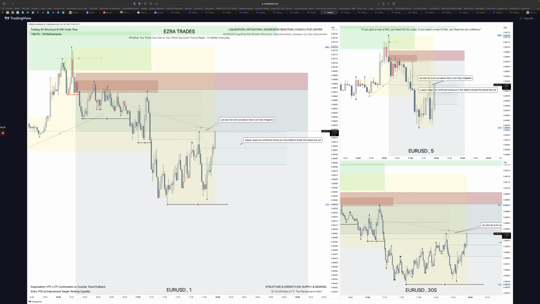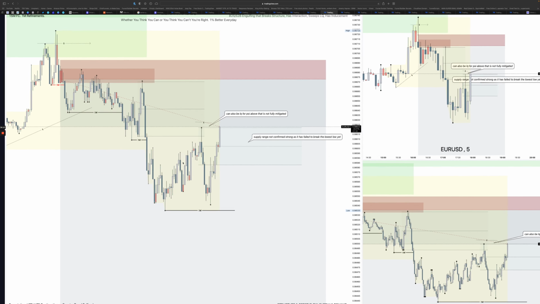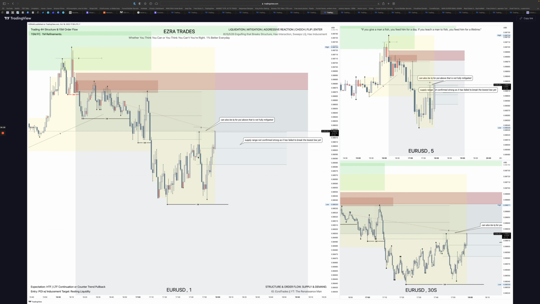So what ends up happening, here's my next screenshot you can see. So I see that this was the area that I was drawing, and it fails to break that 1 minute. So that tells me now the supply range is not confirmed strong, as it has failed to break the lowest low yet. So now at that moment, what do I see? This can now be used as liquidity for the POI above that is not fully mitigated.